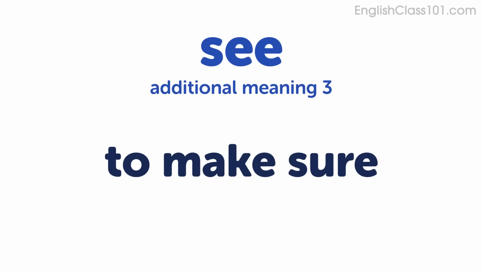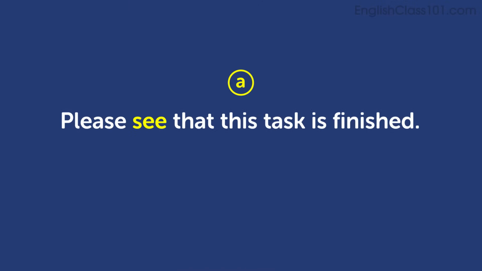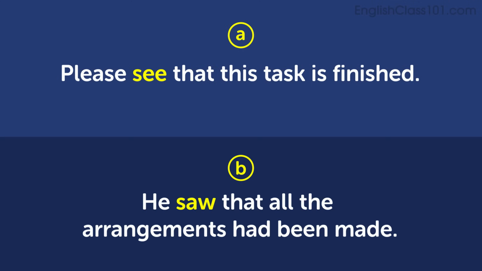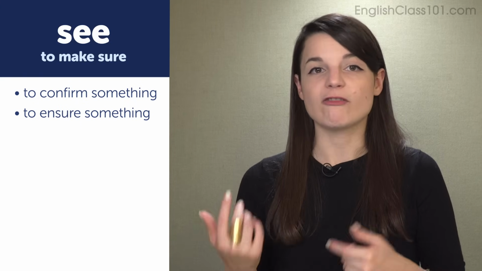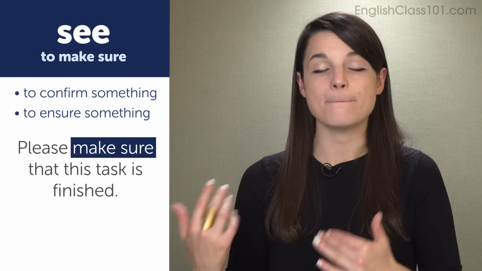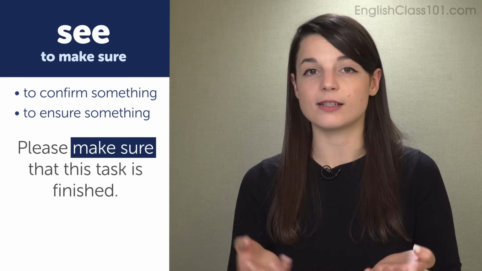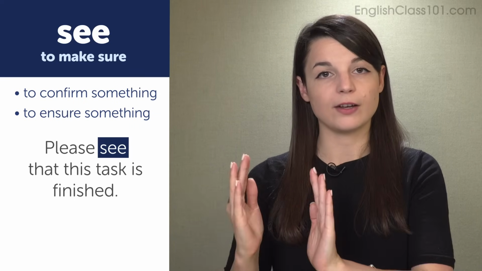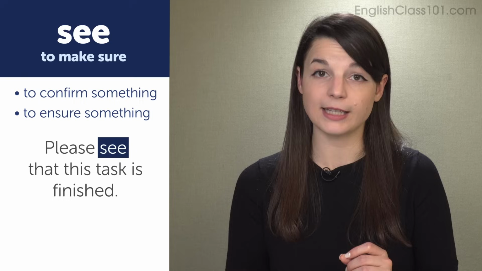Next one: to make sure. Please see that this task is finished. He saw that all the arrangements had been made. In these sentences, the verb see is used to mean make sure or to confirm something, to ensure something. In the first one, please see that this task is finished, we could replace the verb see with make sure. Please make sure that this task is finished. So that's a very clear sentence. Please see is just a shortened way of saying make sure. Please see that this task is finished. Please ensure that this task is finished. We can replace the verb here.